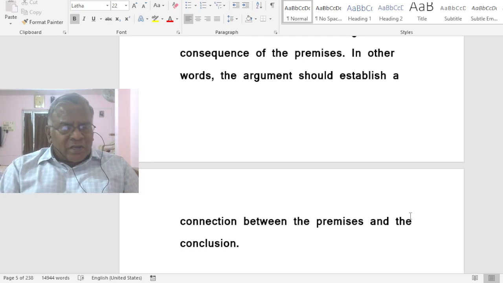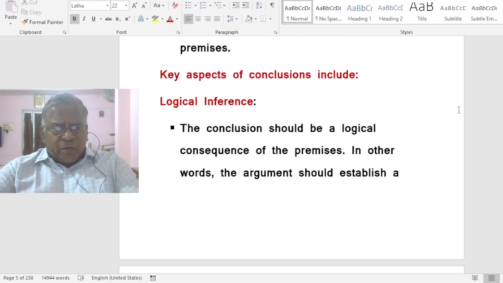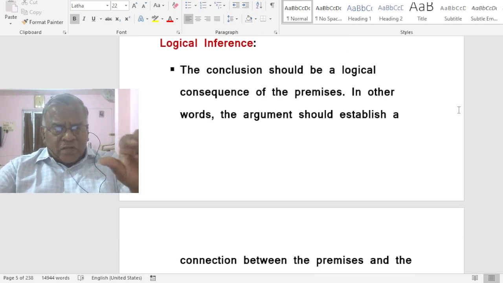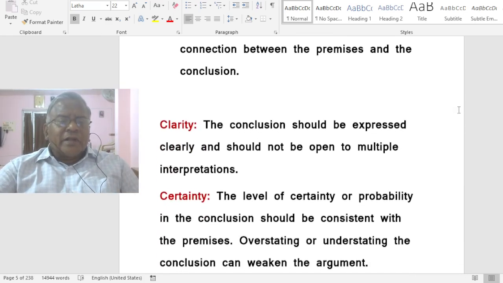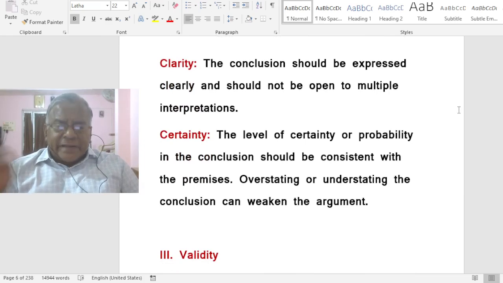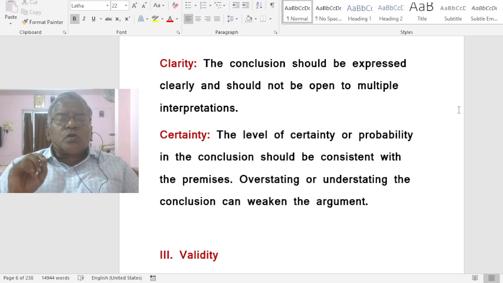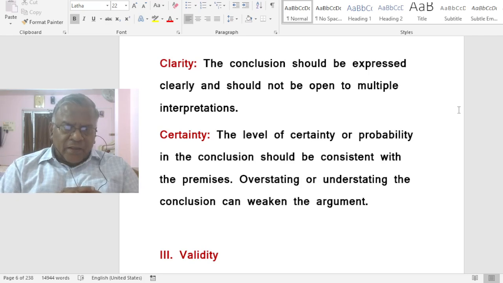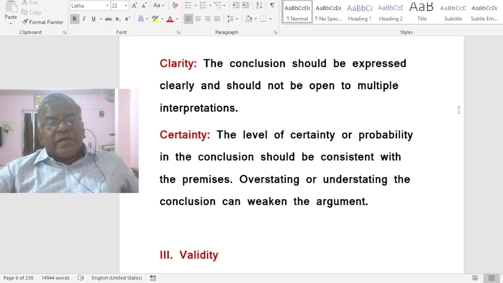This is called a deductive argument actually, but later on we are going to talk about it. Anyway, this is what we are talking about here. Logical inference. Based on the two premises, the conclusion comes. I hope you understood this. Then the conclusion should be clear. Clarity should be there. The conclusion should be expressed clearly and should not be open to multiple interpretations. Then it should be certain. The level of certainty or probability in the conclusion should be consistent with the premises. Overstating or understating the conclusion can weaken the argument.